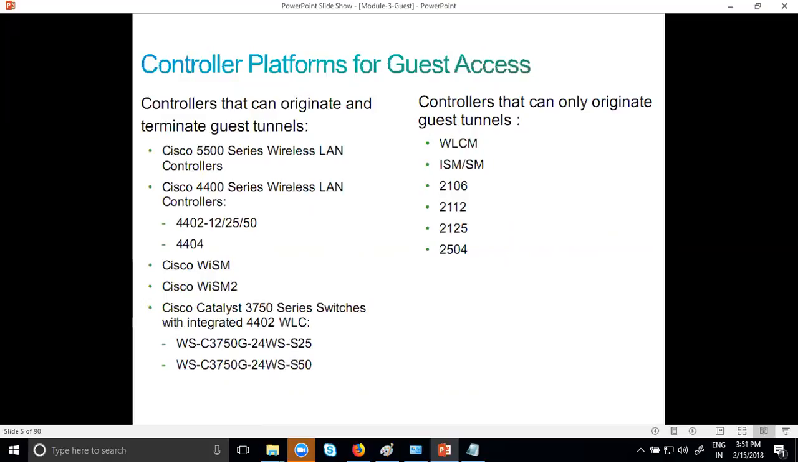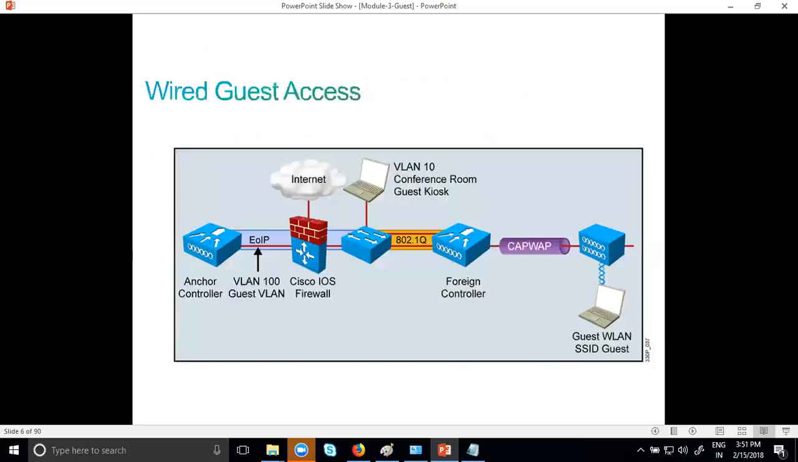If you talk about the advanced controller which can give this feature of anchor and foreign, you can go higher, to the 7500, which is known as a FlexConnect controller. And the highest model is the WLC 8500 series. That is one of the highest standards of WLCs that we are using.